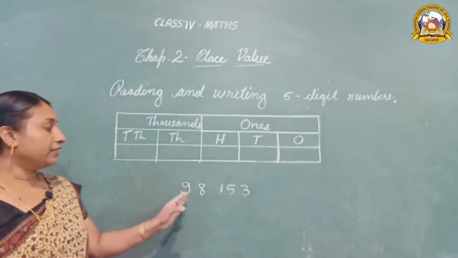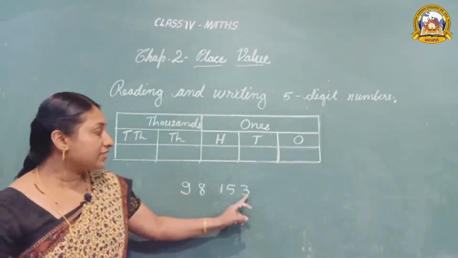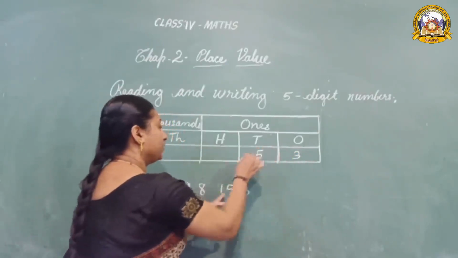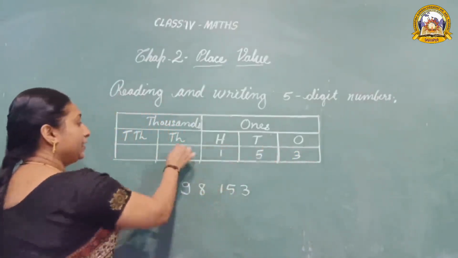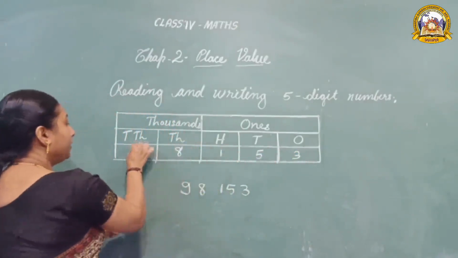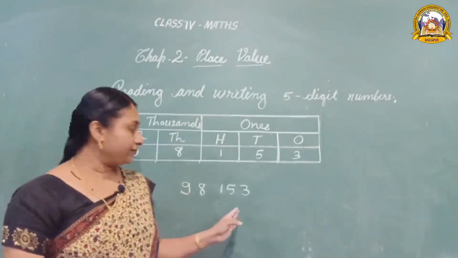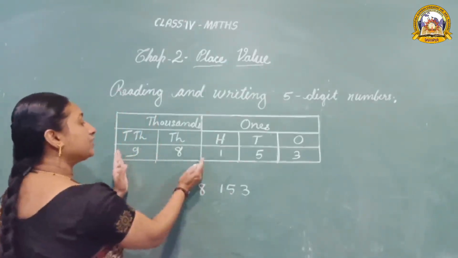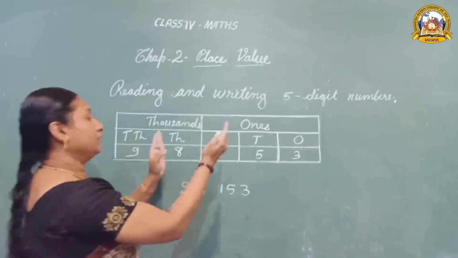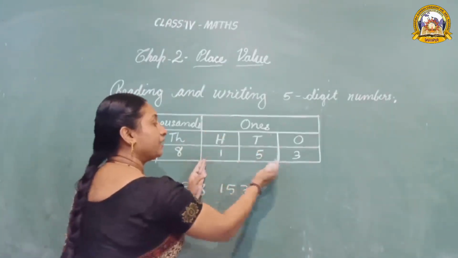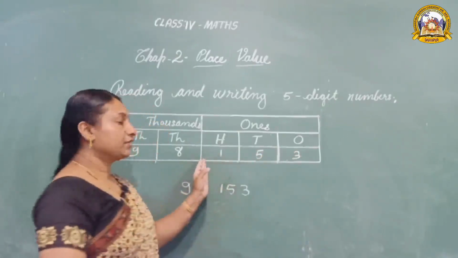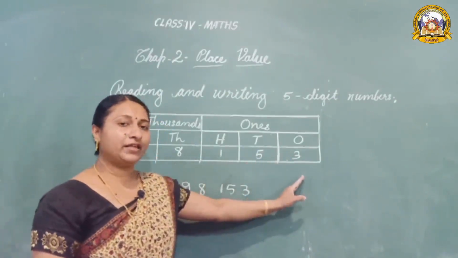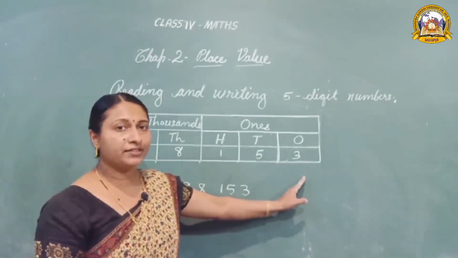Look here, 98,153. Here you can see how many ones are there? 3 ones, 5 tens, 1 hundred, 8 thousands and 9 10,000s. How can we read it? How many thousands are there? 98,000. Next, how many ones are there? 153 ones. How can we read it? 98,153. Can you get it?